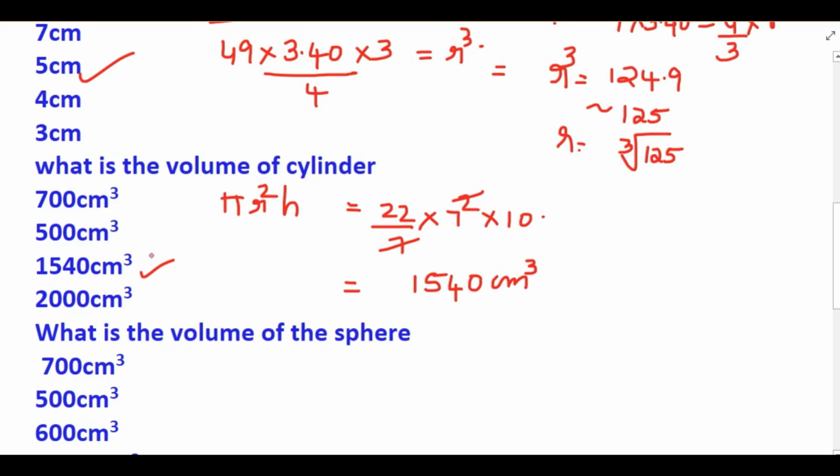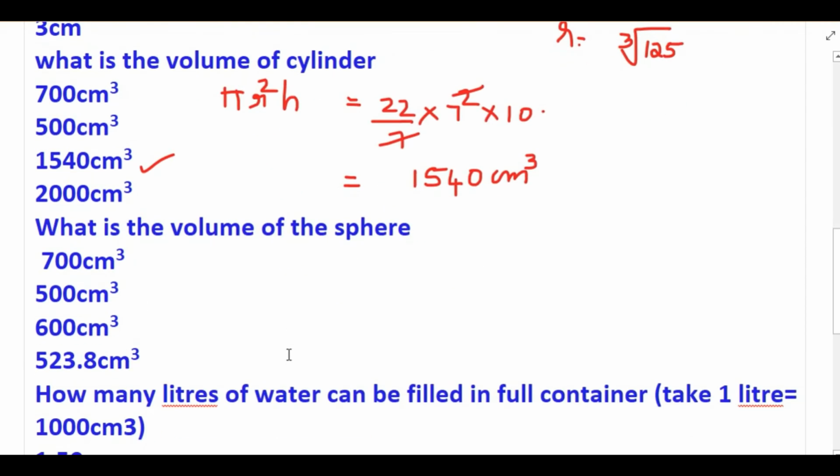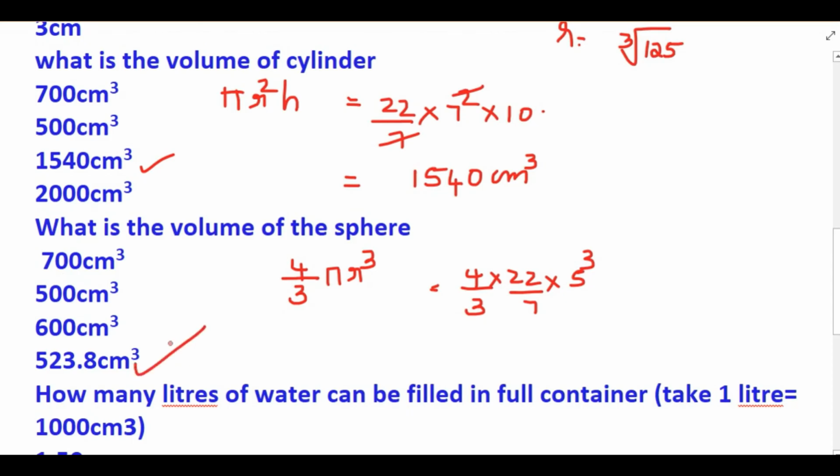Next is volume of the sphere. Just now we got the radius of the sphere as 5 centimeter. So volume of the sphere formula is 4 by 3 pi r cube. We can write this as 4 by 3 into 22 by 7 into 5 cube. When you simplify this, you will be getting 523.8 centimeter cube. So the answer is 523.8 centimeter cube.